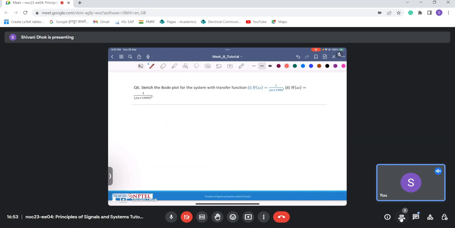So now let us look at some questions which are related to the Bode plot. Okay. So let us look at the very first transfer function that has been given to us. It is H of omega is equal to 1 upon j omega plus 1000. So let us try to solve this.